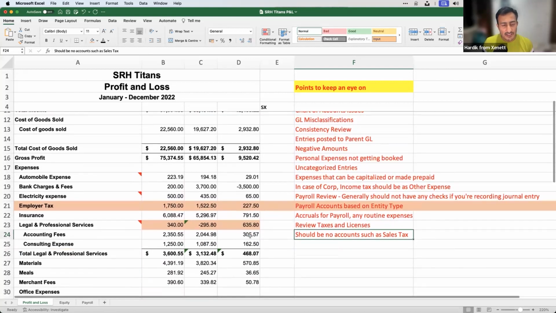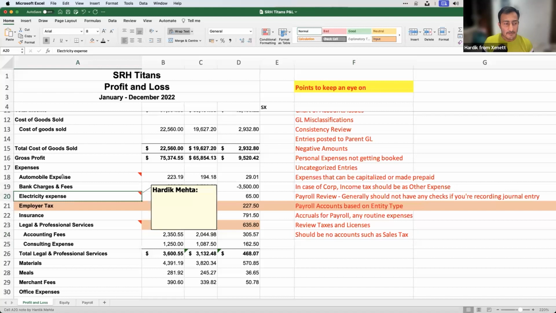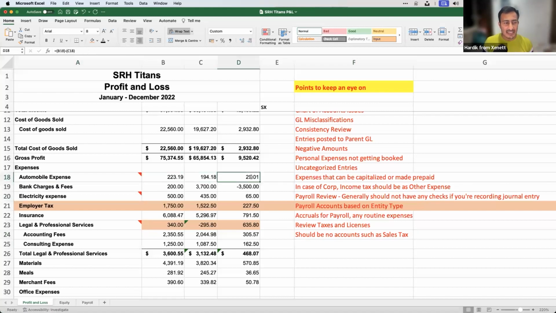The best way, and this is what we tell our people, is that we need to set some expectation for every single account. Like, what should I expect here, or what should I expect here, right? So for example, automobile, my expectation is that anything that is related to automobile repairs, I would expect it here, right?